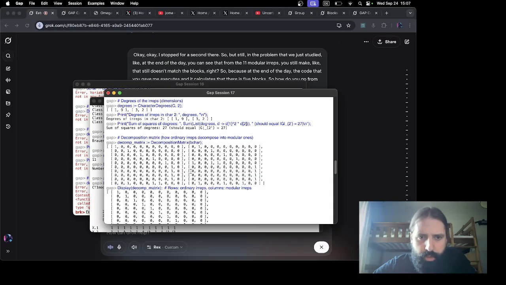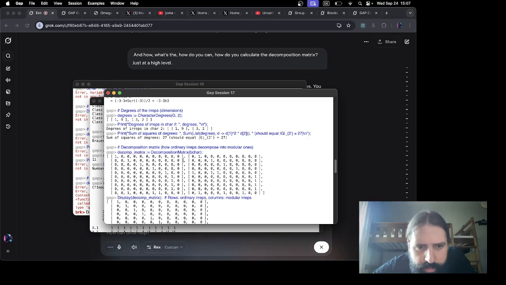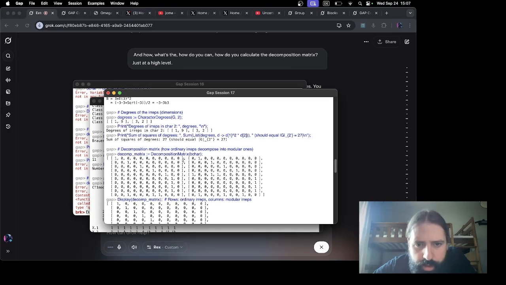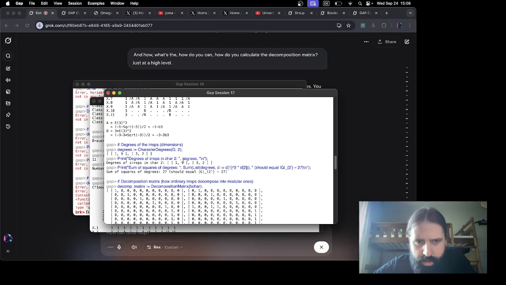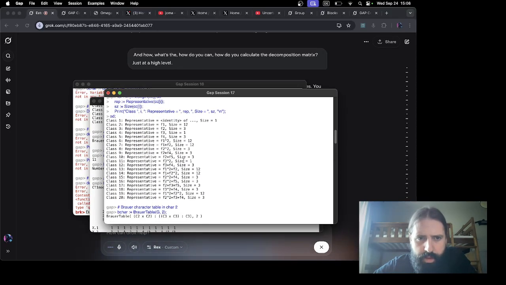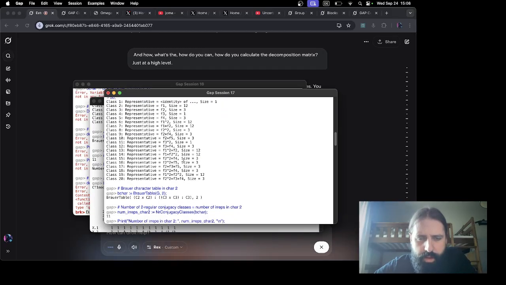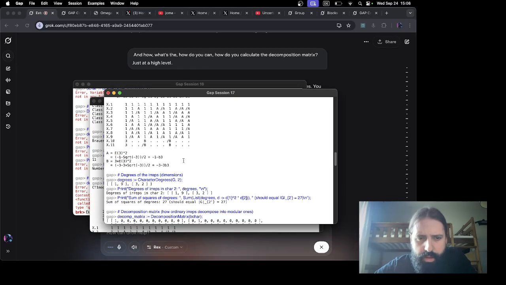And how do you calculate the decomposition matrix just at a high level? Easy, high level. The decomposition matrix is just how much of each new toy fits into the old ones. You start with the ordinary character table, your 20 irreps in char 0. Then, for every ordinary irrep chi_i, you ask, if I look at it only on odd-ordered elements, the 2-regular stuff, what does it look like in char 2? That gives you a function. Call it chi_i restricted to odd.